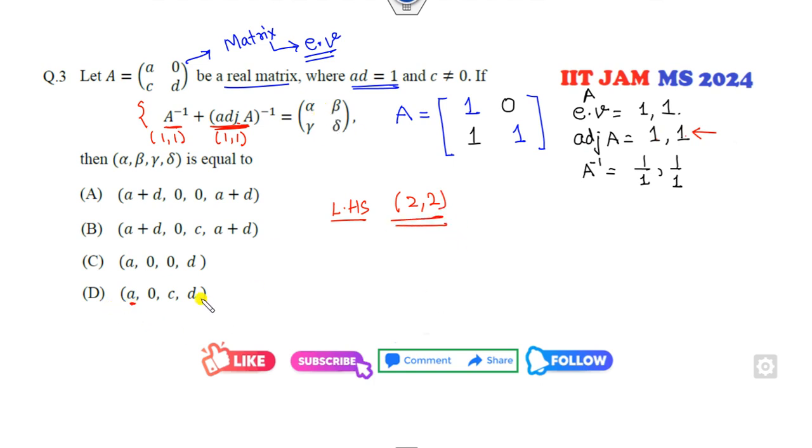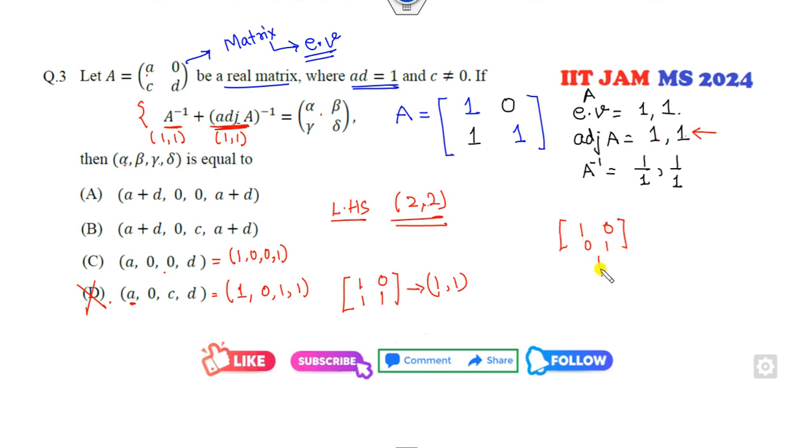So look at this value. a is 1 according to this, b is 0, and here it will be alpha, beta, gamma, delta. So this is 1, 0, 1, 1. What are the eigenvalues of this? 1, 1. But we need 2, 2. So this option is canceled. Look at this one. This pair is 1, 0, 0, 1. Again the eigenvalues are 1, 1, but we need 2, 2. This option is also canceled out.